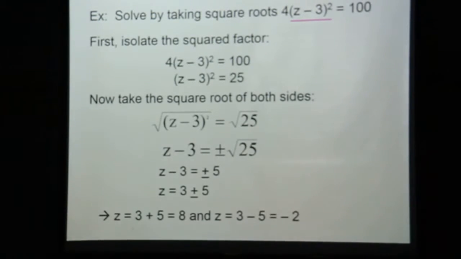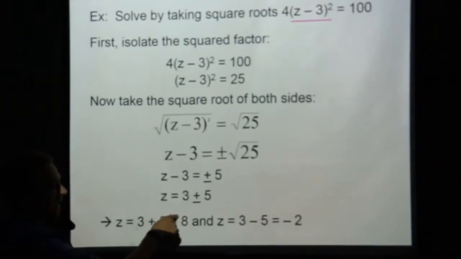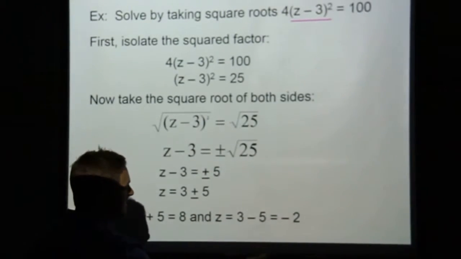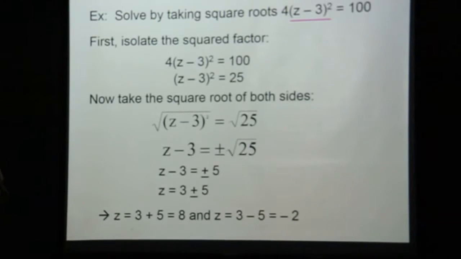So we can actually do those problems. This is 3 plus 5, we get 8, and 3 minus 5 gives us negative 2. So our answers are 8 and negative 2.